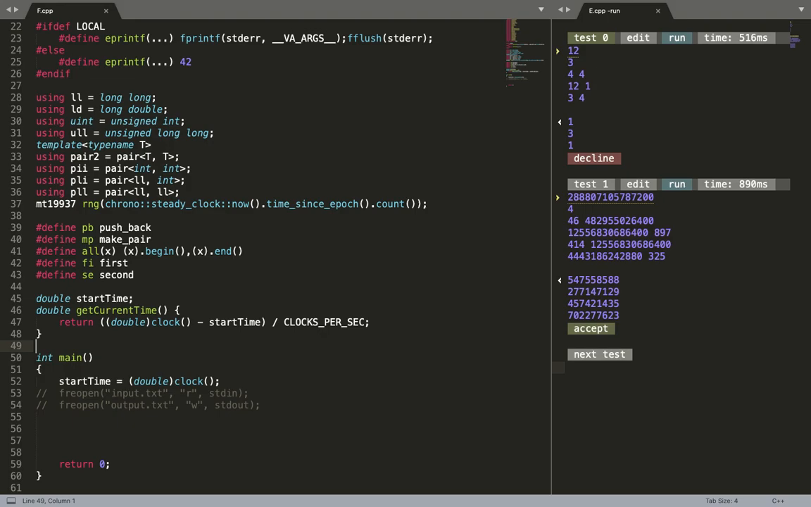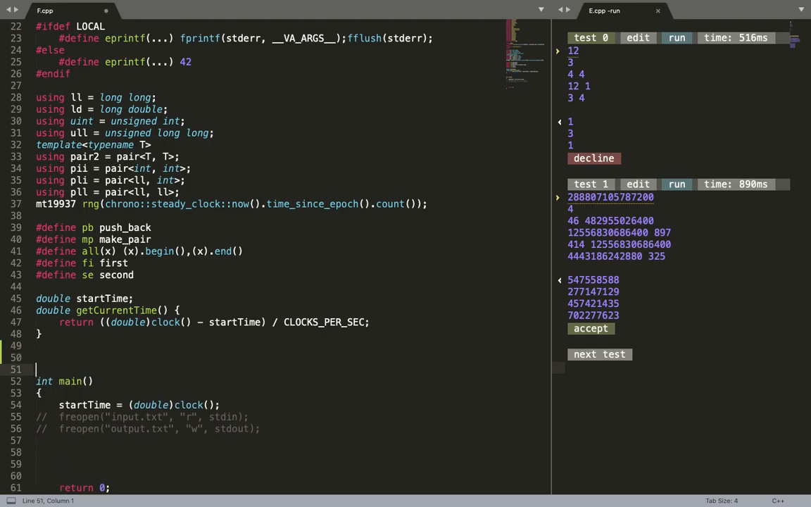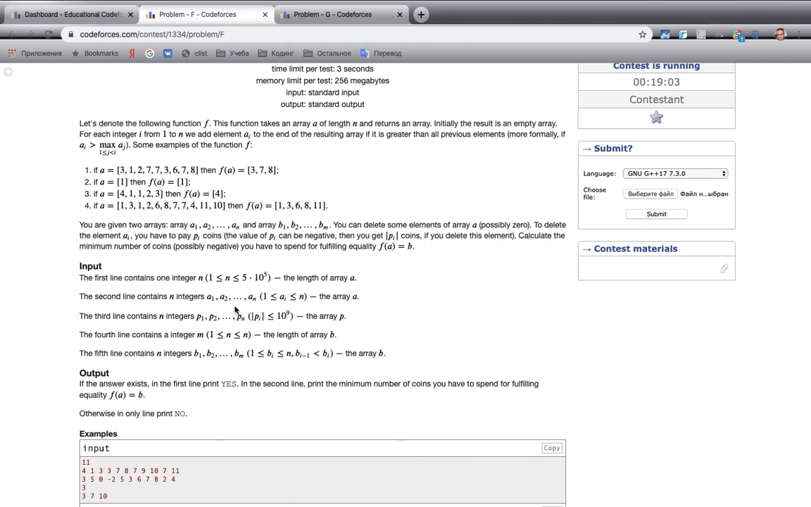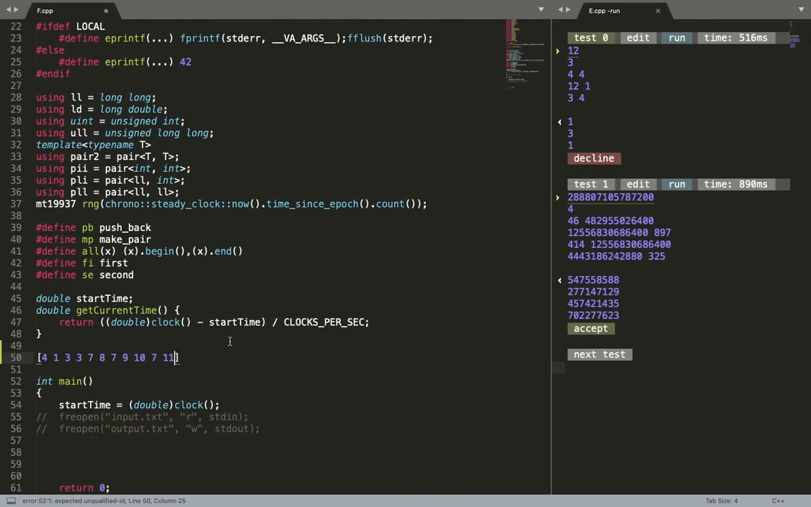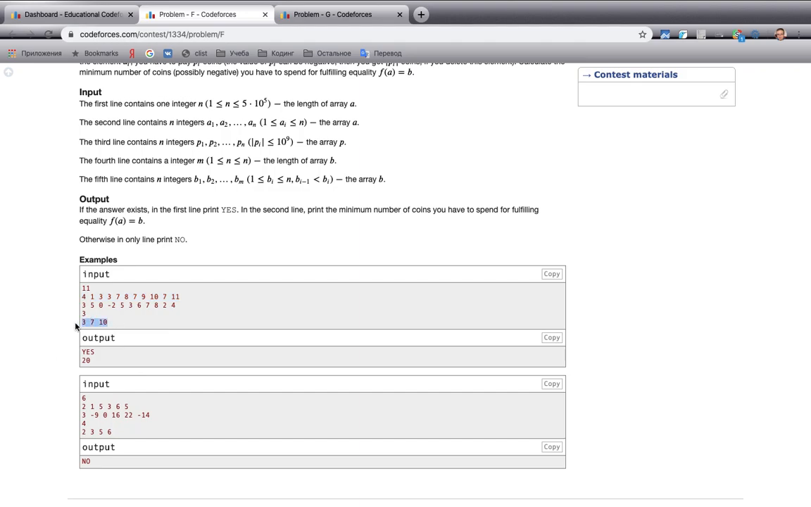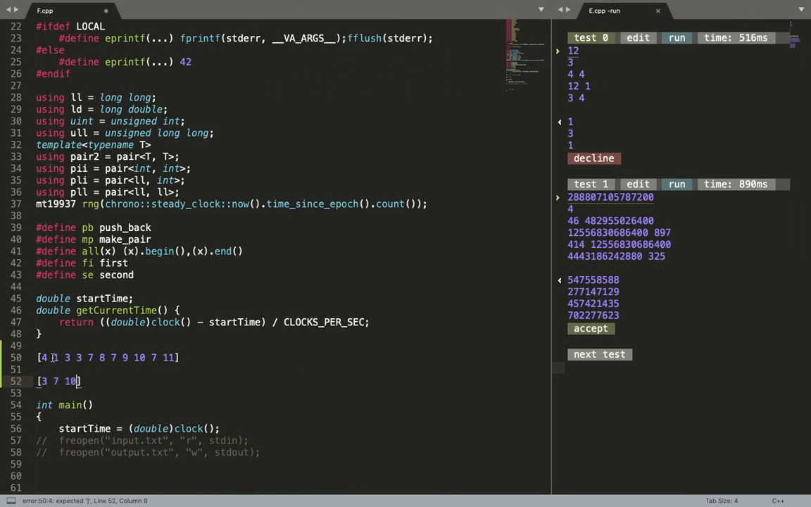Okay, so the main idea is that we will use dp. Let's copy something. So we have our initial array, and there is an array we want to get as result. Like we first delete something, then apply the function.